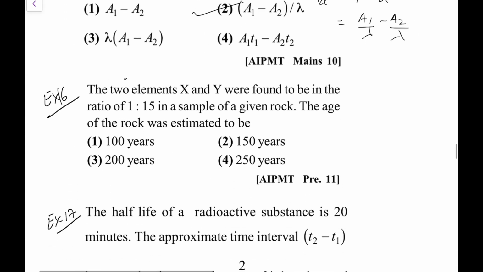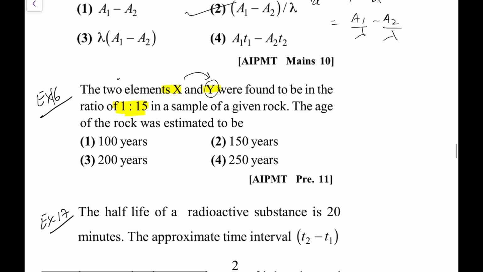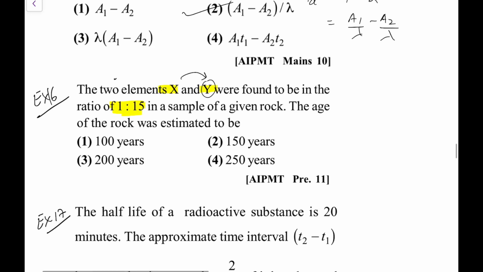So it comes out as option 2, A1 minus A2 by lambda. Next. Two elements X and Y are found to be in the ratio 1:15 in the sample of a given rock. The age of the rock is estimated to be. Here the question language is not very appropriate. It should be Y is formed from the decay of X, and now the ratio is 1:15. So whenever X forms Y, just remember these things.